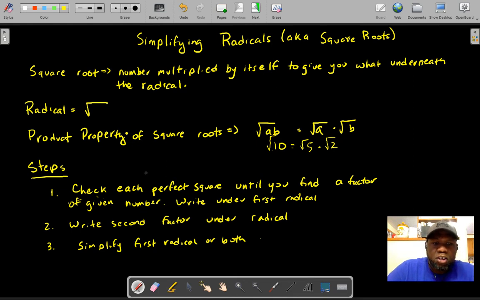Then you're going to write the second factor under another radical. And then you're going to simplify the radical, or sometimes you're going to simplify both. So those are the 3 steps. Check for a perfect square until you find a factor of a given number. Write it underneath the first radical. Write the second factor under another radical, and then simplify both radicals or just one.